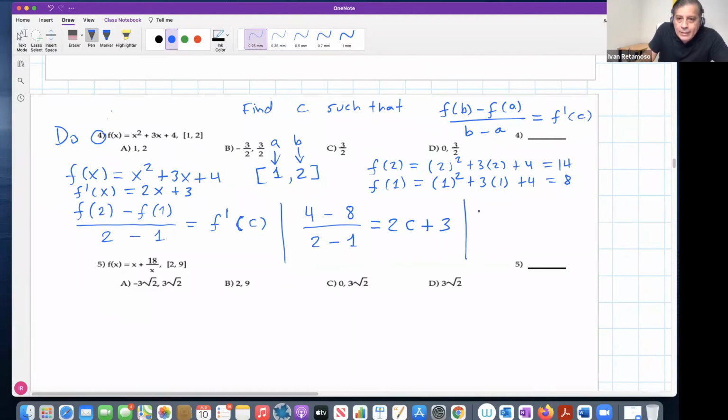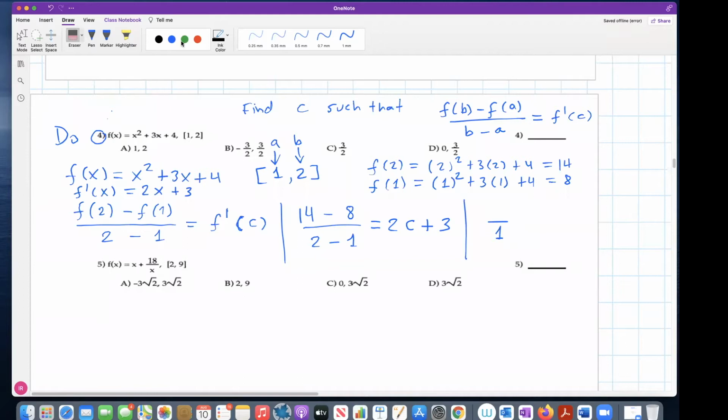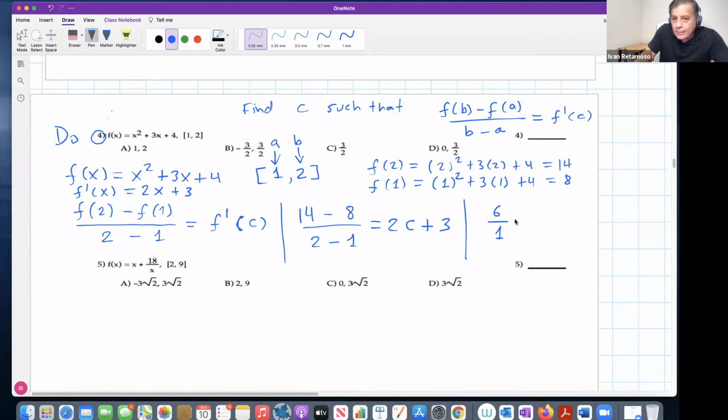The denominator is 2 minus 1, which is 1, right? But the numerator is 14 minus 8. Be careful there. So this should be 6. Yeah, 14 minus 8, 6, right? So 6 equals 2c plus 3.